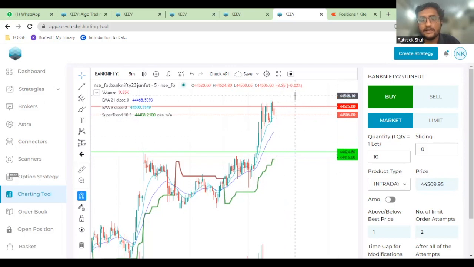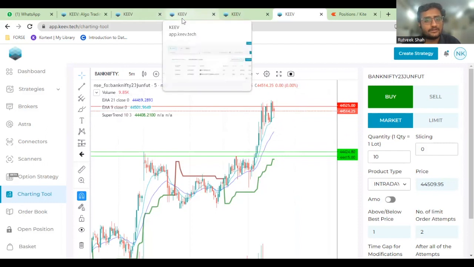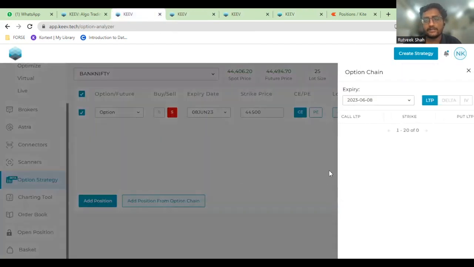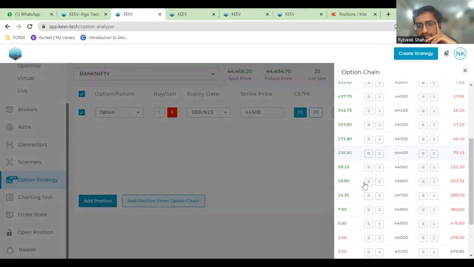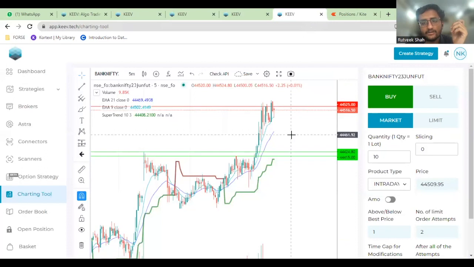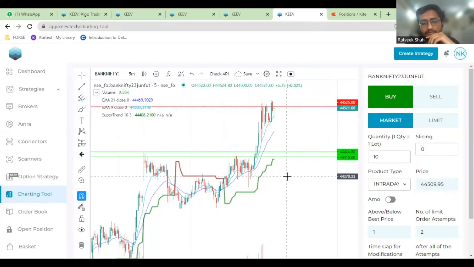So let's sell a 44,600 or 44,700 call. Let's see what the current price is trading at. 44,600 is trading at around 30. 44,700 is trading at around 15. 44,500 can be a bit risky, but let's see the chart again. It is currently around 10:50, 10:49 on the expiry day, so there is still a good 4 hours 20 minutes of market hours to go.